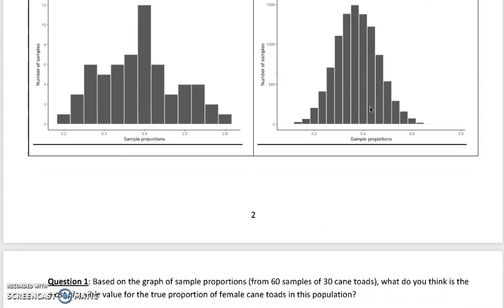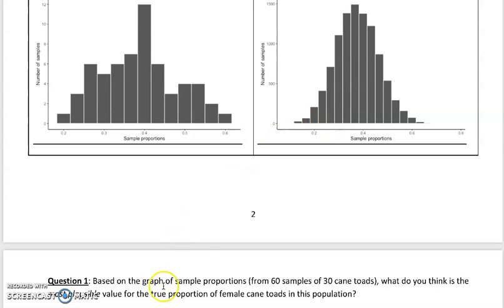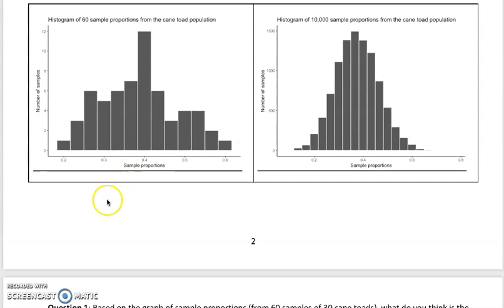All right. So the first thing I want us to think about is, based on the graph of sample proportions for the 60 samples of 30 cane toads, what do we think is the most plausible value for the true proportion of female cane toads in this population? We could look at this graph and say, well, the very lowest that anybody got was about 20% female, and the very highest was around 60%. And if you look at how these are spread out, you probably notice that 40%, or a sample proportion of 0.4, is right in the middle here, and that seems to be the most common thing occurring.